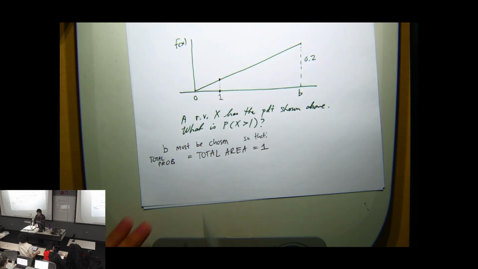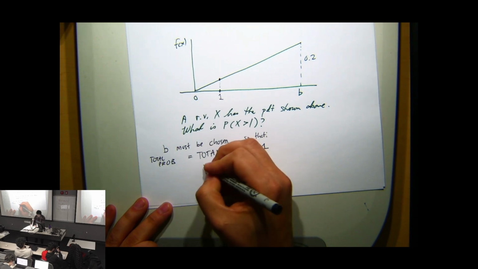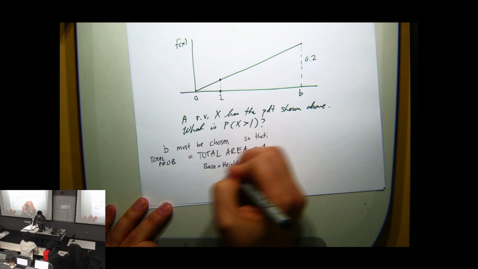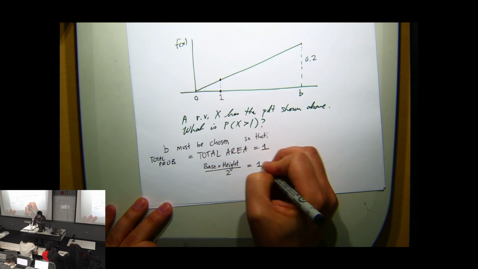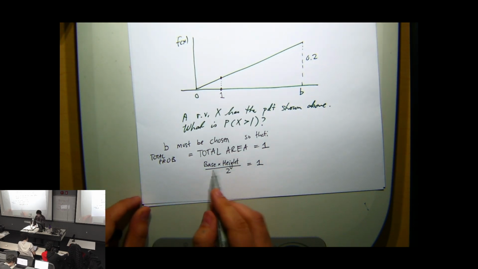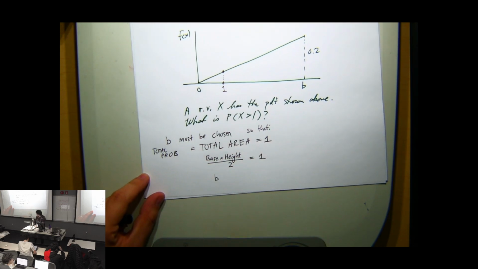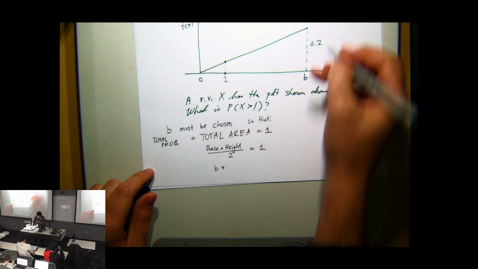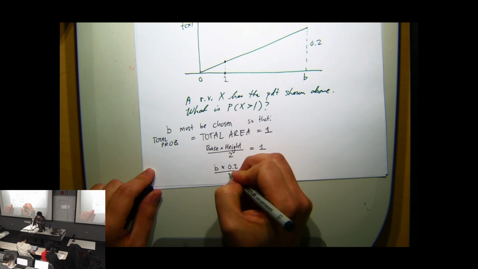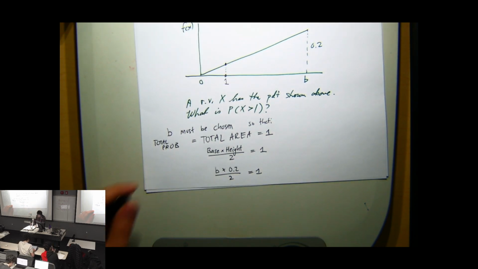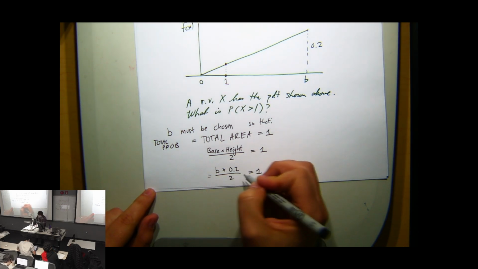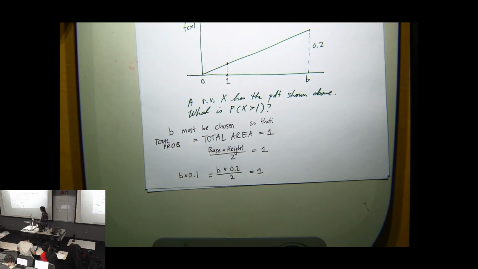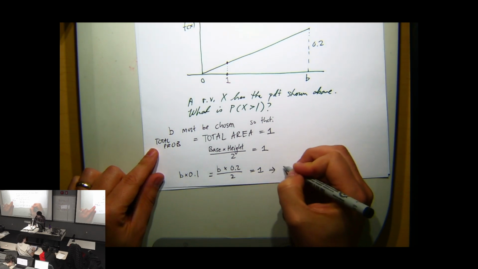In this case, the total area, what is it? It's base times height divided by 2. That equals 1. And then no tricky tricks. Just put in what you know and what you have. The base is B. Does B stand for base? No, it just happened to be a B. The height, 0.2. And then you divide by 2. That equals 1. The way I did it, I said B times 0.2 divided by 2 is B times 0.1. So 1/10 of B equals 1. And if 1/10 of B is 1, then B equals 10.